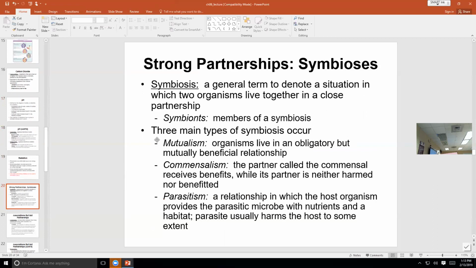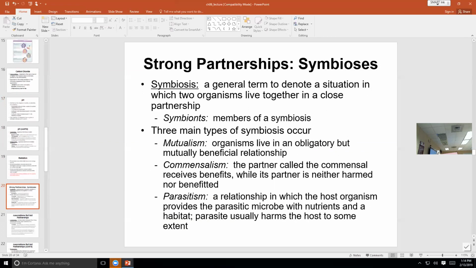Symbiosis means what? Partnership. To live in harmony, right? So partnership, if you will. That's fine to say it that way. So when we think about symbiosis, there's different types of it. Mutualism is sort of like what you think of the word mutual. They're both kind of mutually benefiting.